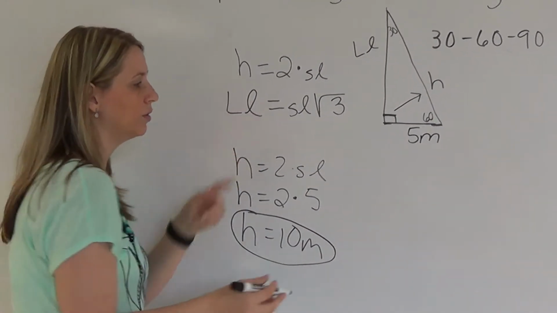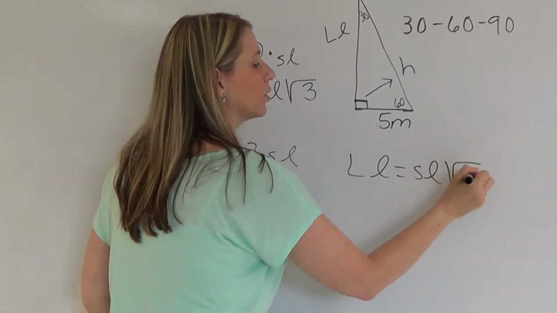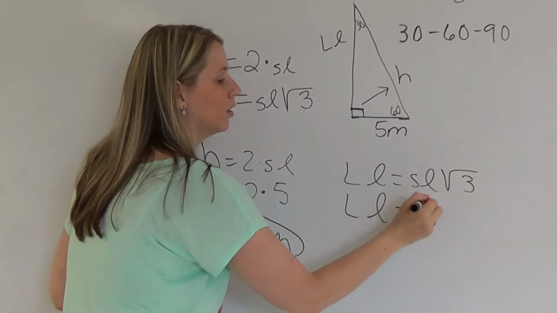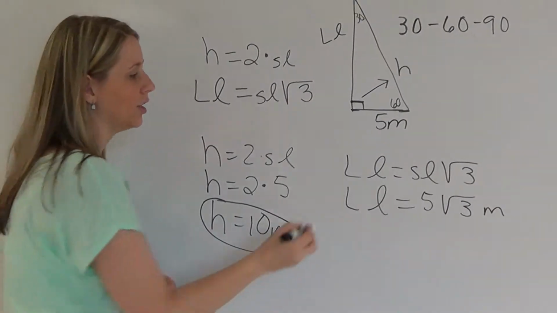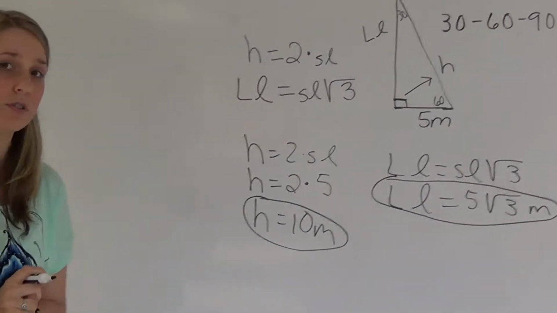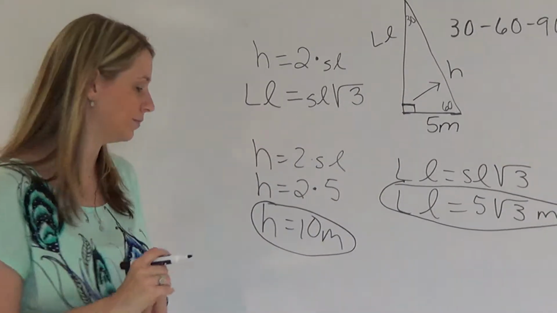Okay, then we use the other one. The longer leg is equal to the shorter leg times the square root of 3. I know my shorter leg, so I'll plug it in. 5 times the square root of 3 meters. And there's my longer leg. Okay? Always easy when you start with the shorter leg, but it gets harder when you start with the hypotenuse and the longer leg.